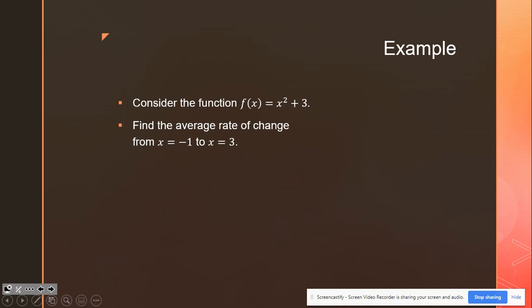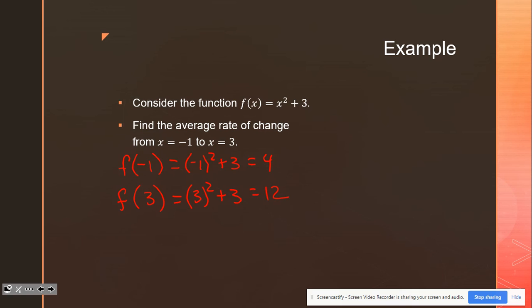So the first thing I need is to find the values of the function at -1 and at 3. The value of the function at -1, we have -1 squared plus 3. -1 squared is a +1 plus 3 is 4. For f of 3, we have 3 squared plus 3. 3 squared is 9, plus 3 is equal to 12.